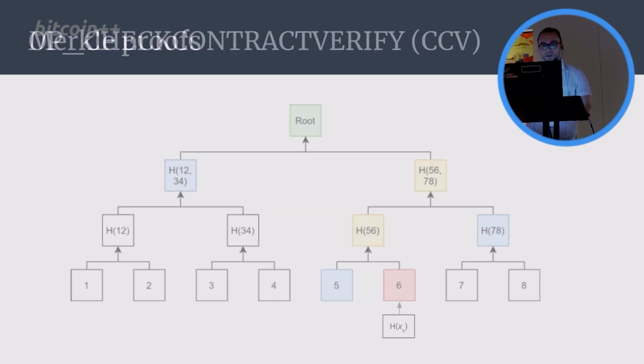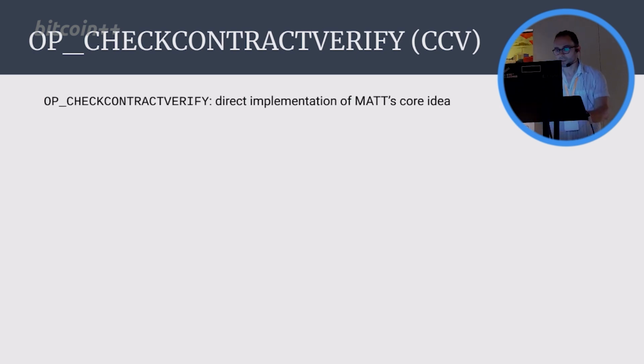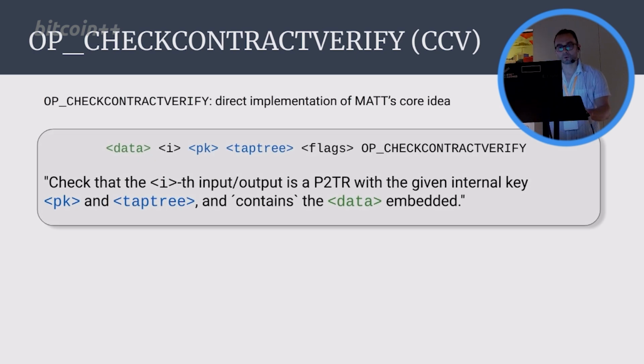And so I've been talking about sMATT as the idea, and Johan's implementation was based on this opcode called check contract verify. I like to keep them distinct because check contract verify is just one possible implementation of the idea. It's a very direct implementation which allows us to work with these ideas very quickly, but it's not the only way, and I'll show some other examples of how we could get there. And so what does the opcode do?